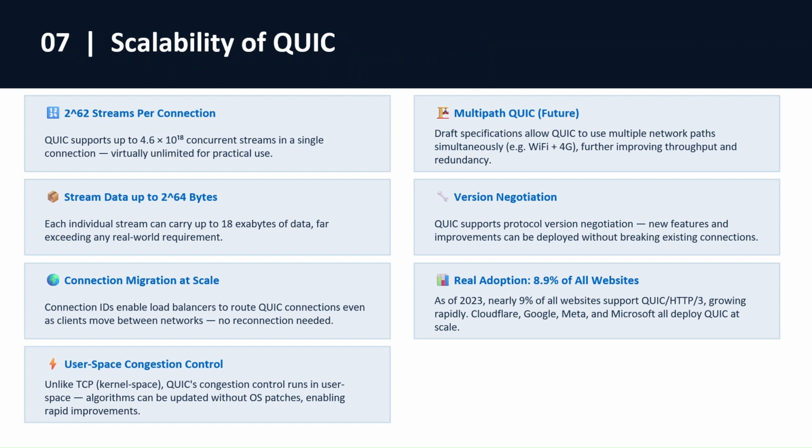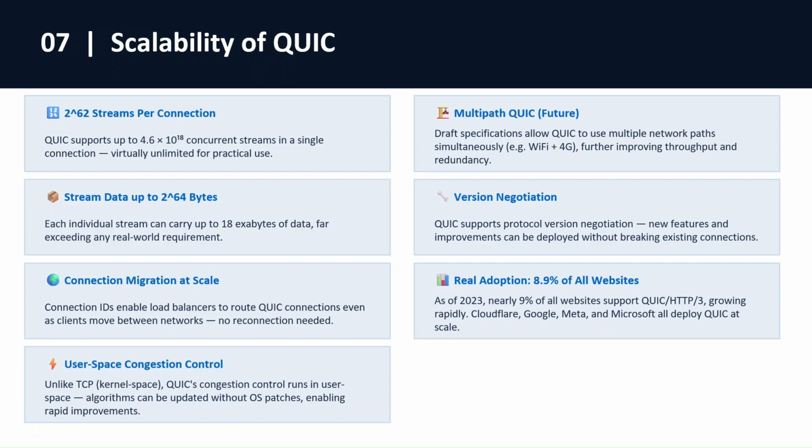There are many factors which make this model very scalable. I'll quickly say that the streams per connection is 2 raised to the power 62. Stream data is also 2 raised to the power 64 bytes. The connection IDs enable load balancers to route QUIC, even when clients move between networks, as I have talked about in my whole video.